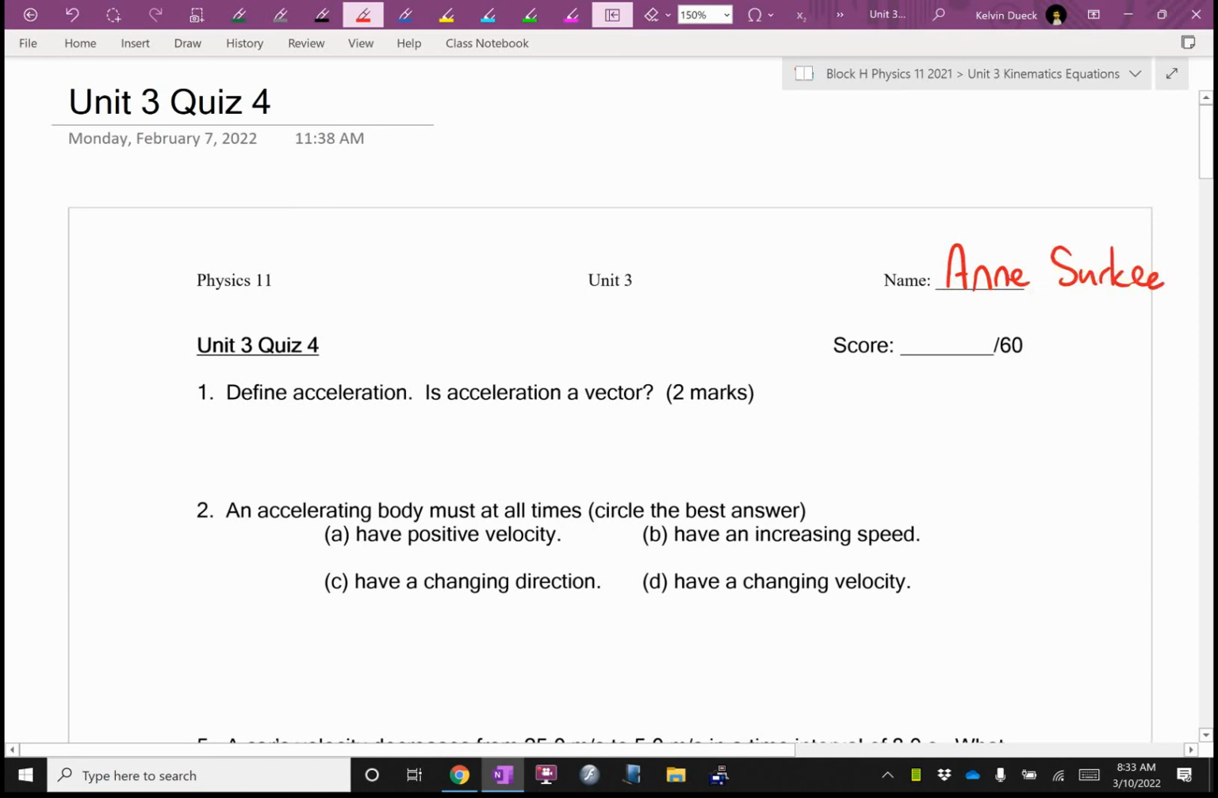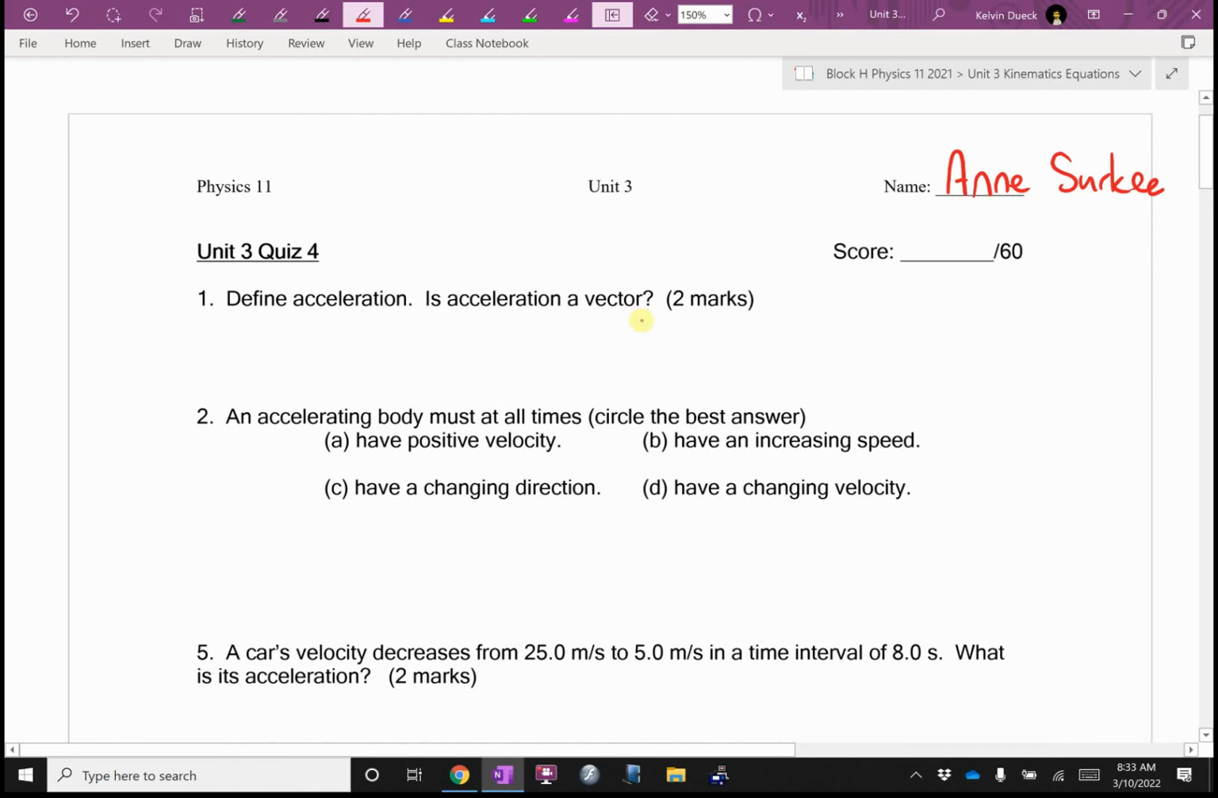Number 1 says define acceleration, and is acceleration a vector? Let's answer the second part first. Does acceleration have direction? Does direction matter? Does which way you're accelerating change what happens? Yes, it does. Acceleration is a vector. We've shown that by using a negative for slowing down if we're going horizontally. We've shown that by using a negative for downwards if we're going vertically.